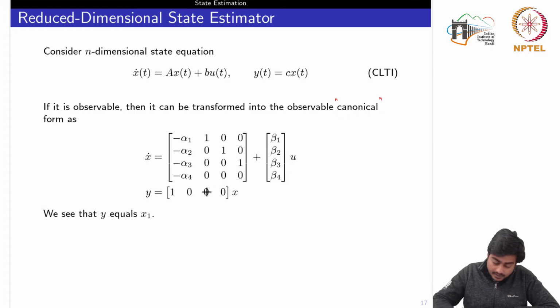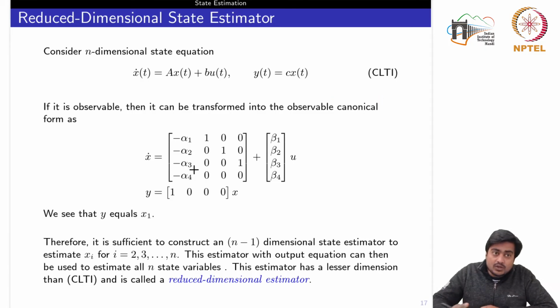transformation, then depending on the dimension of the C matrix or the output matrix, some of the states would directly be available in the output measurement. Okay, so here this is one specific example where n is equal to 4. Once we convert this into the canonical form, we see that y actually becomes equal to x1. So x1 is directly available in y. Okay, but we still need to estimate x2, x3 and x4. Okay, so for only estimating those states we can design an observer. So this is one specific example.